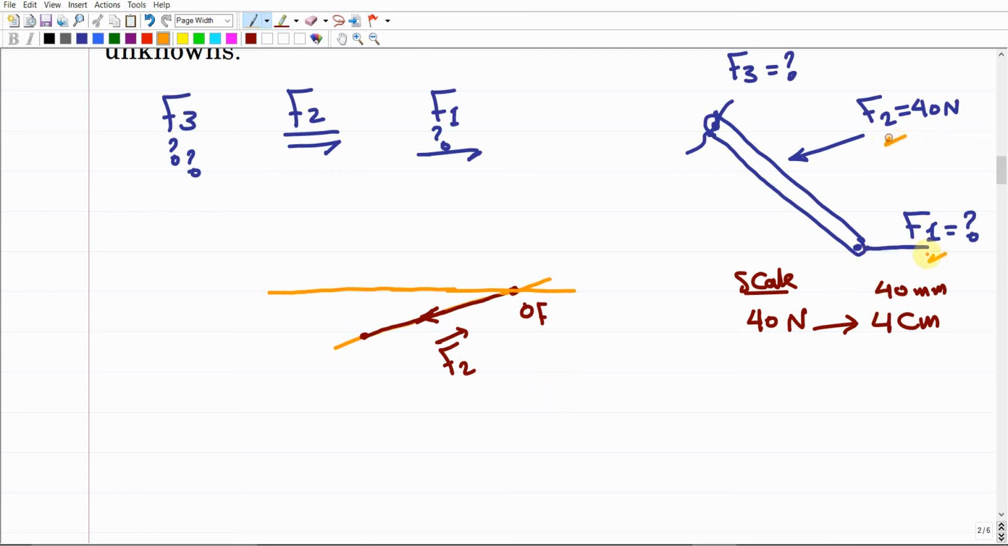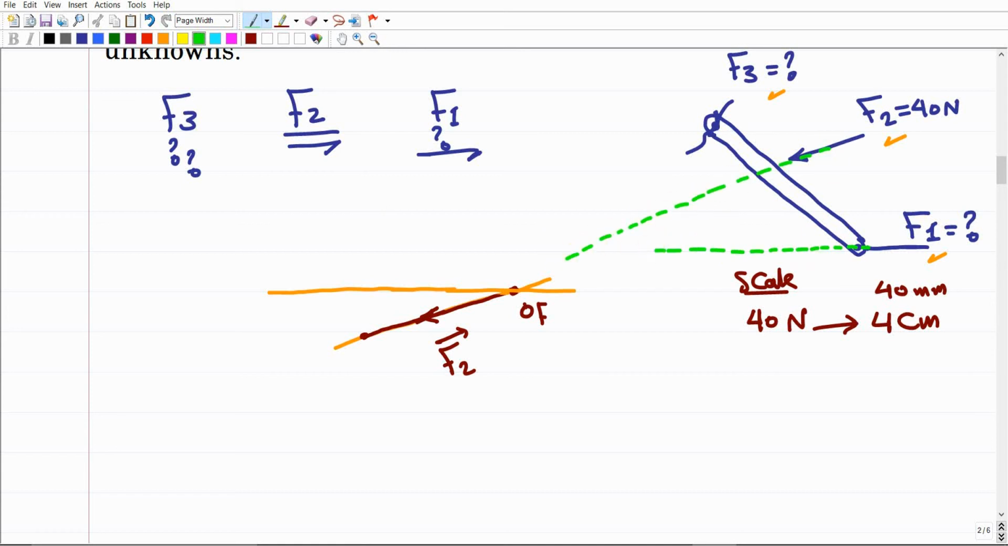So we finished F2, we finished F1. Now move to F3. F3 has 2 unknowns: magnitude and direction. We don't know anything about F3. So what you're gonna do in this membrane, which should be drawn as well, because this should be drawn to scale, your objective is just to draw an extension of F1 and another extension of F2.